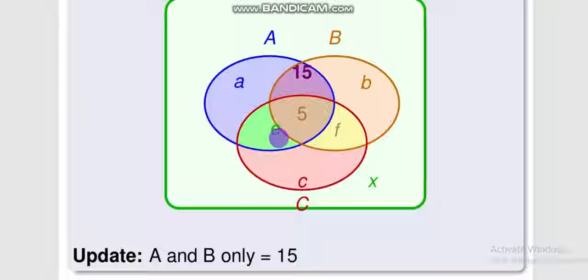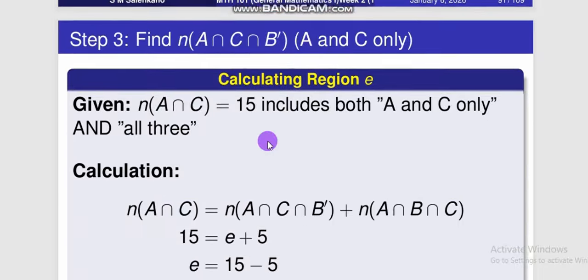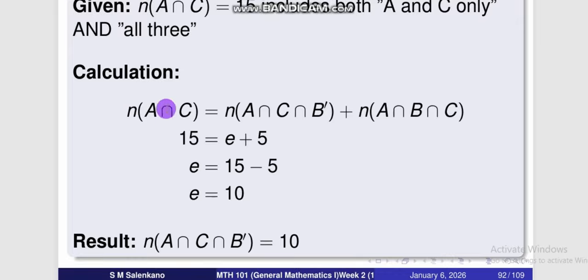But we were given the total here in the question. So we say E plus this 5 is equal to the total given. That is what is meant. So here you can see that A intersection C means those who read A and C without B, in addition to those who read all the three. So the total that we were given here is 15 equals those who read A and C only is E. We don't know that, so we are going to put E, plus those who read all the three is 5.